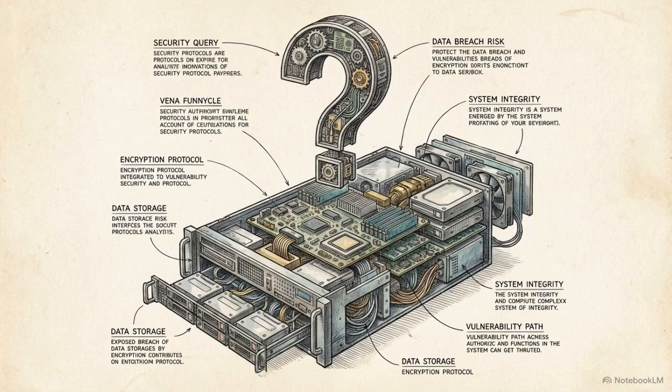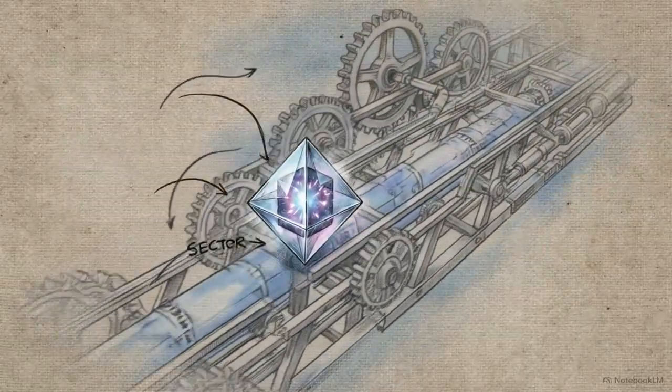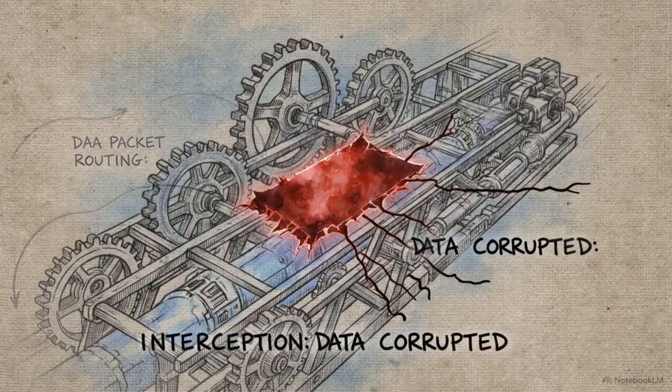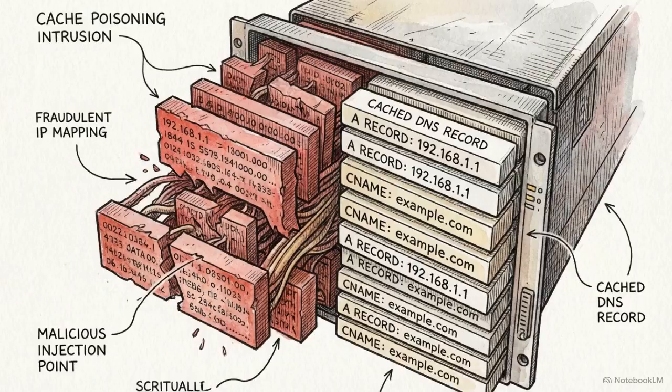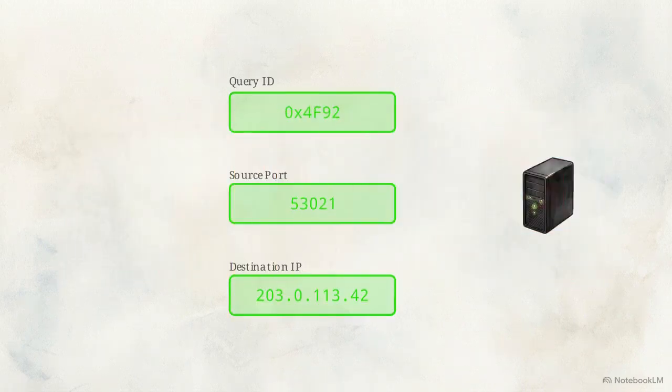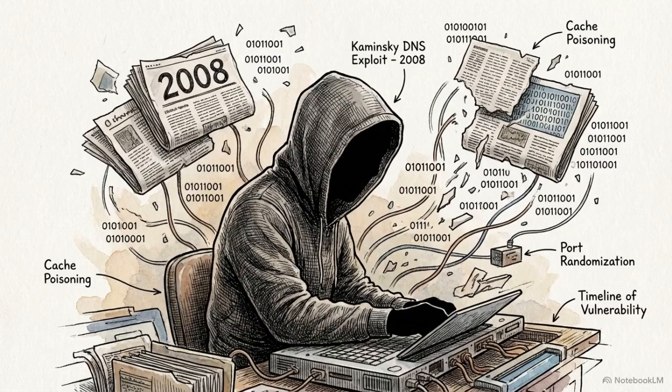This reliance on caching raises a critical security question. If a response comes from a middleman's cache rather than the authoritative source, how does the system ensure the data hasn't been altered? Injecting fraudulent IP mappings into a resolver's cache is known as DNS cache poisoning. To succeed, an attacker must forge a response that matches the specific query ID, source port, and destination IP of the legitimate authoritative server. In 2008, the Kaminsky vulnerability exposed a critical network flaw.